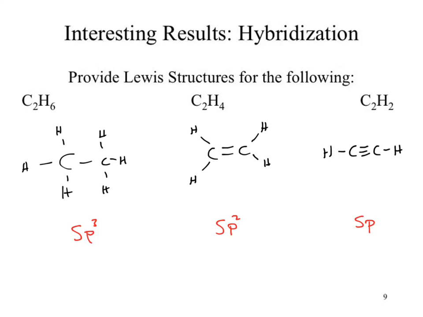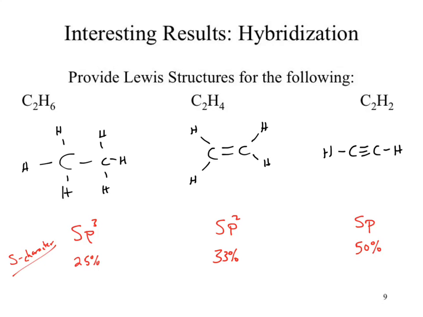It's kind of an odd question. I've never really understood why it's asked, but it does get asked. What is the percent S character in our carbons in this last one? 50%. Why 50%? Because you have an S and a P, it should be equal amounts. I have equal amounts of S and P, 50%. What happens to the next one? 33%. First one, 25%. So this is our S character.